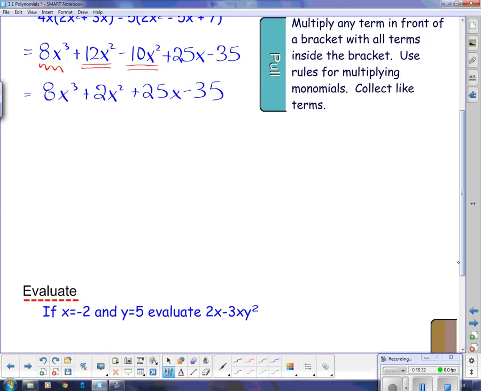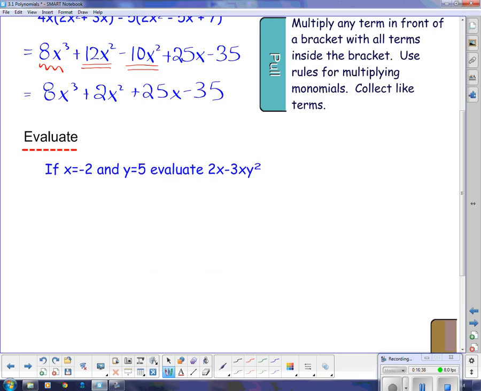Now, the last thing that I want to go over with you is evaluate. And this is pretty straightforward. If x equals negative 2 and y equals 5, evaluate 2x minus 3xy squared. That just means plug those numbers in. So, 2x... I've got two x's, and I know x is negative 2, minus 3 times x, which is negative 2, times y, which is 5. And that 5 is squared.